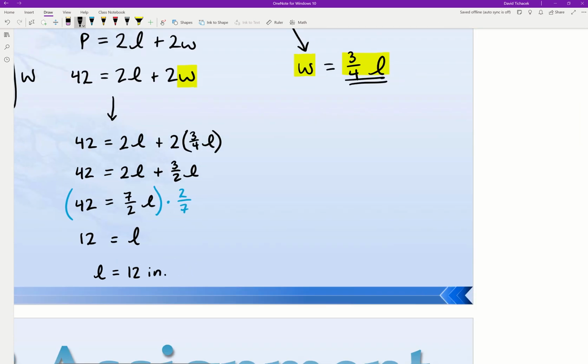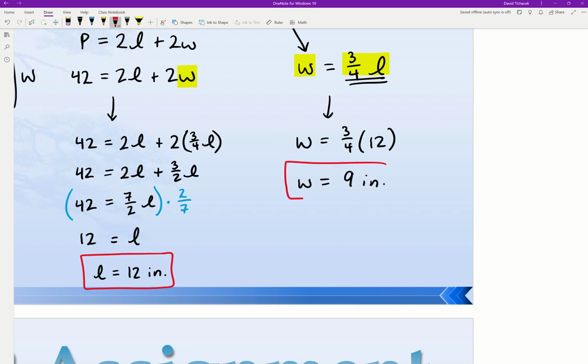And, of course, we now need to figure out the width, which we have this whole other equation for. So the width is going to be equal to 3/4 of the length, which we just found to be 12. And if you do the math on that, of course, that is going to give you 9 inches, okay? So the length is 12 inches on your rectangle. The width is 9 inches on your rectangle, okay?